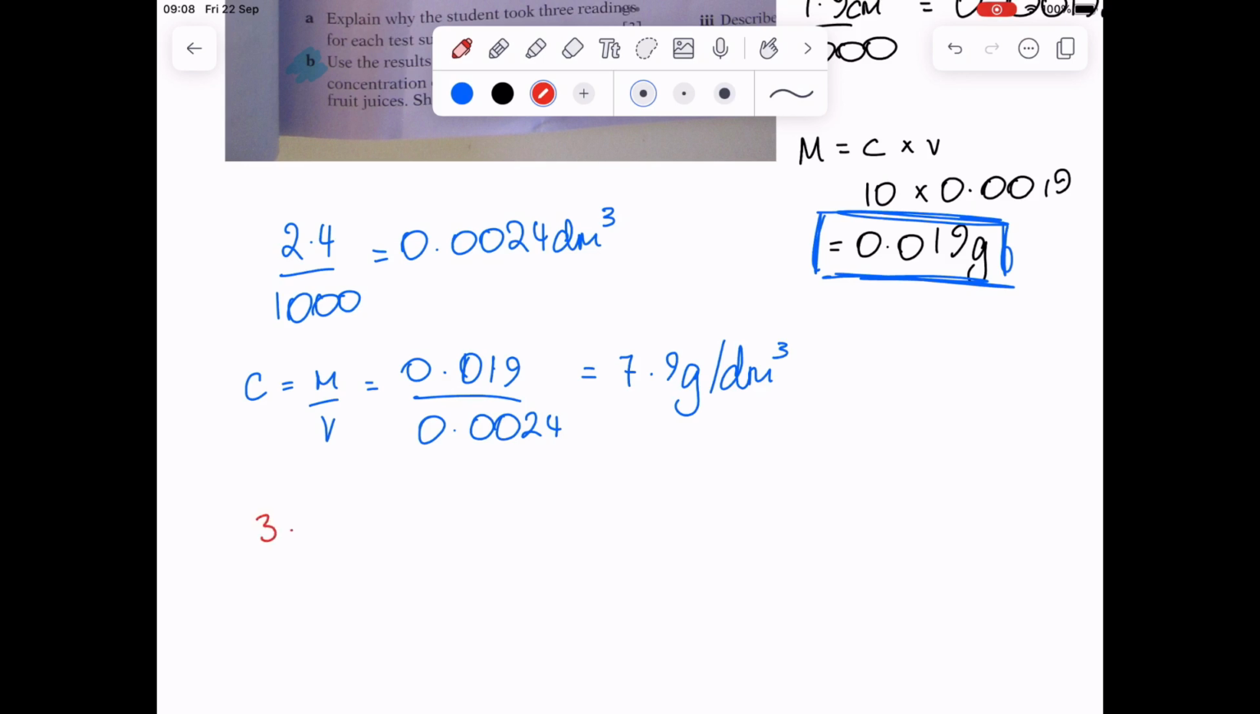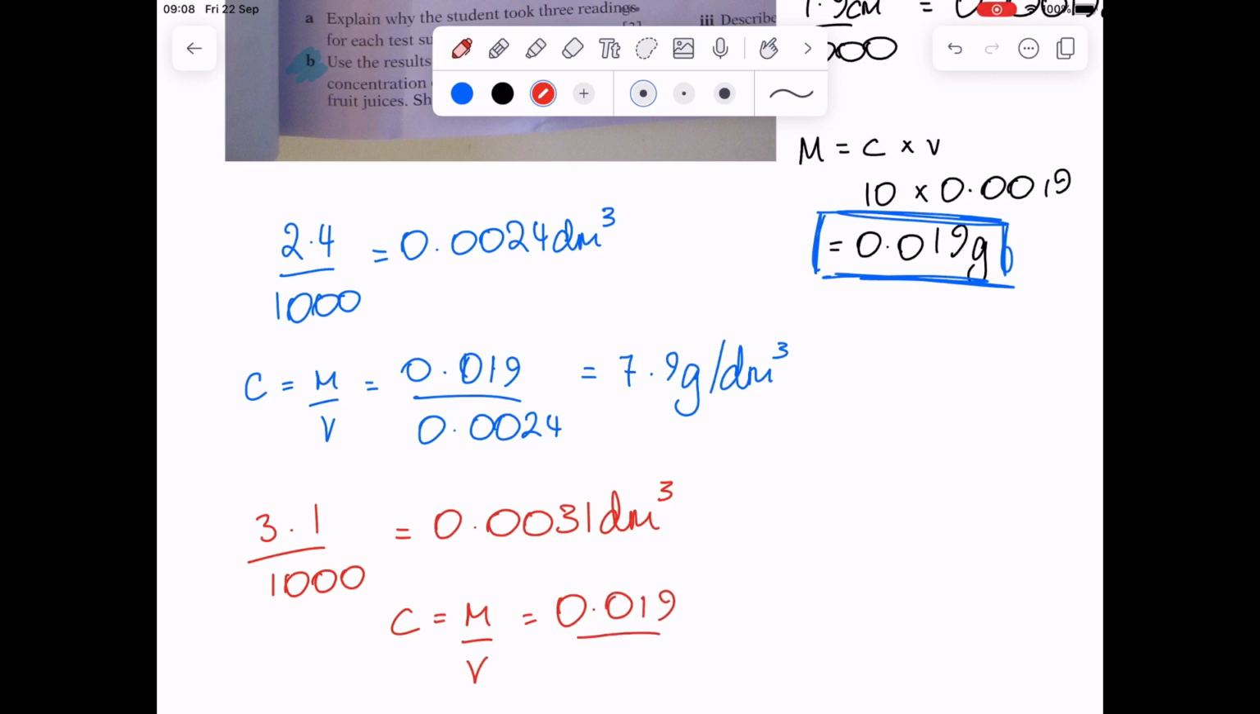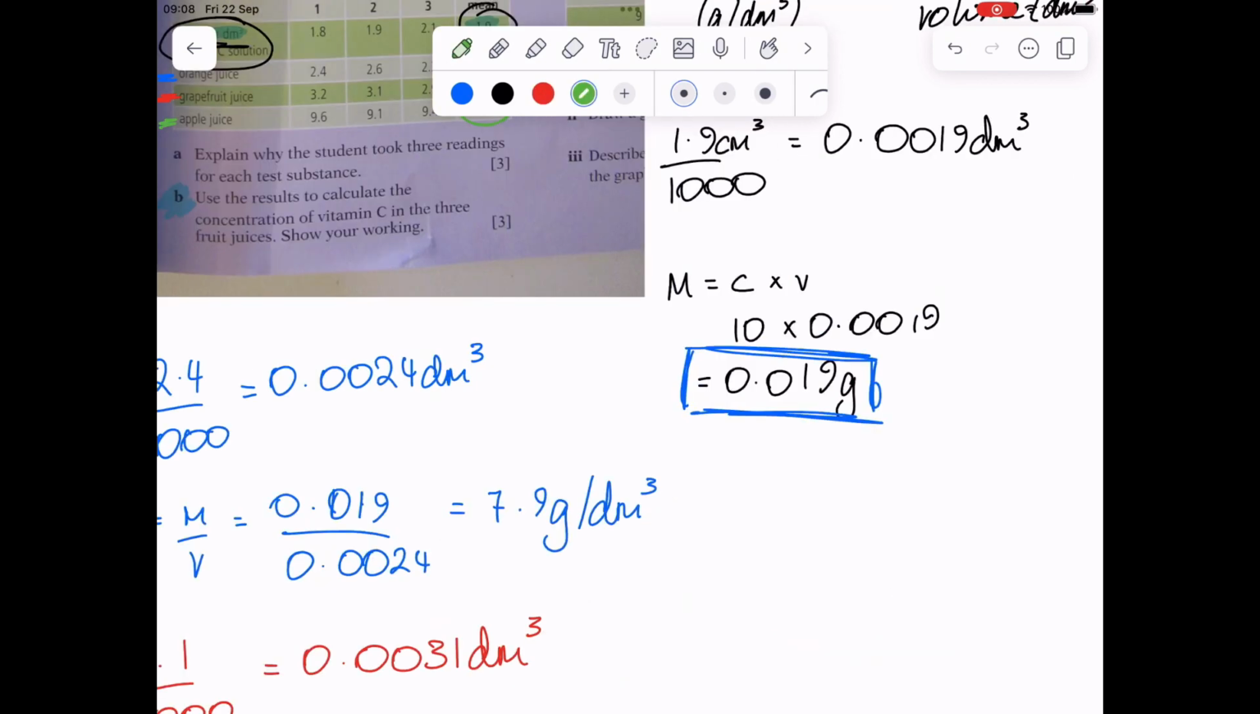We now do the same for the grapefruit juice. Again, the first thing we have to do is convert the volume into dm cubed, and then we are going to calculate the concentration again using the same method. So that is the mass of vitamin C that we know needs to be used to decolorize the DCPIP divided by the volume of the grapefruit juice that we used. That tells us that the concentration is 6.1 grams per dm cubed.